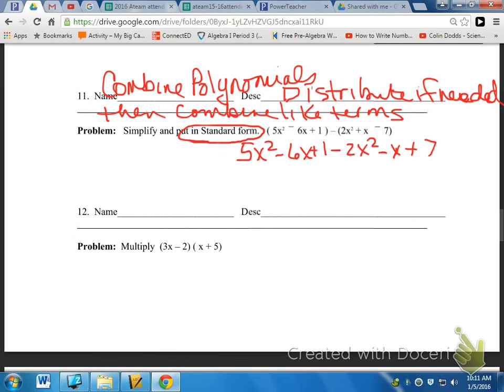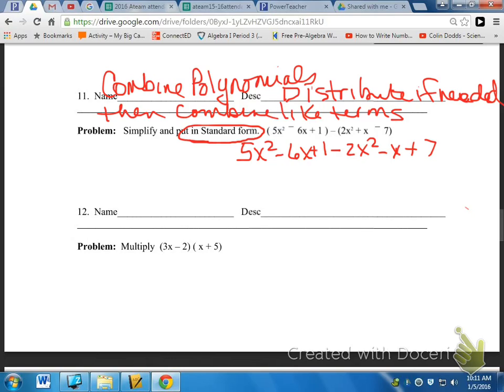Oh, you had a question. What's your question? Two different variables? Then they would tell you which one to go by, or you would usually always try to go with the x or alphabetical order. Okay?